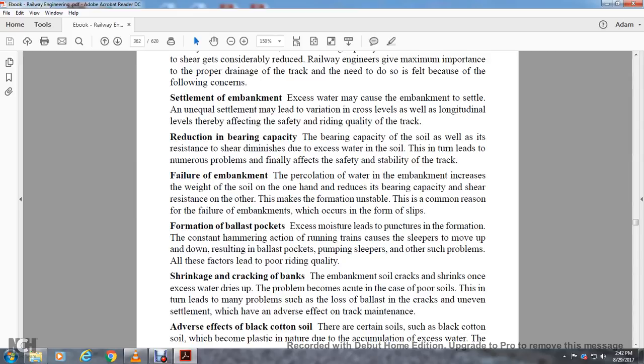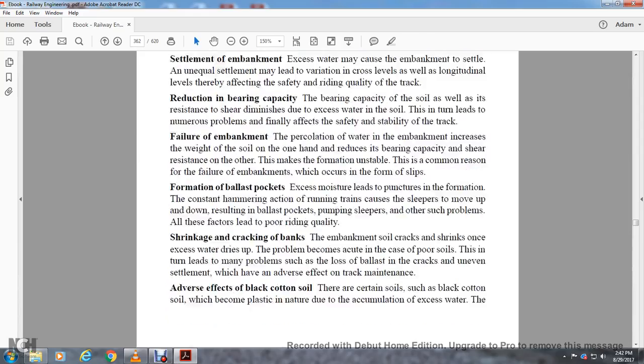Shrinkage and cracking of the banks of the embankment. The soil cracks and shrinks once again when excessive water dries up. The problem becomes aggravated with poor soil. This in turn leads to many problems such as low ballast, cracks, and uneven settlement, which have adverse effects on track maintenance.